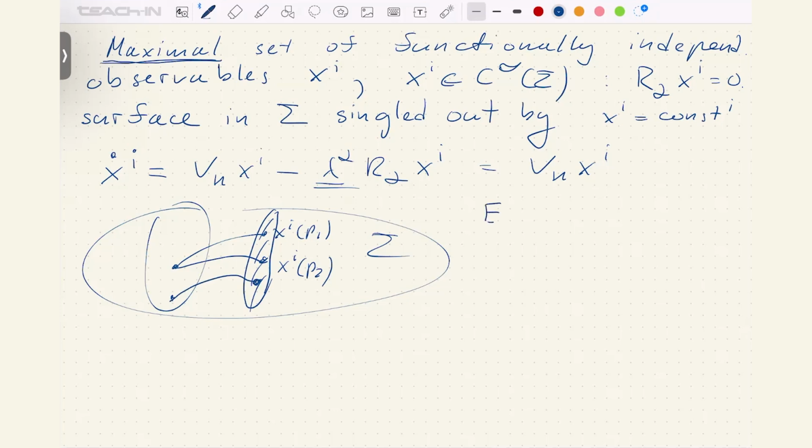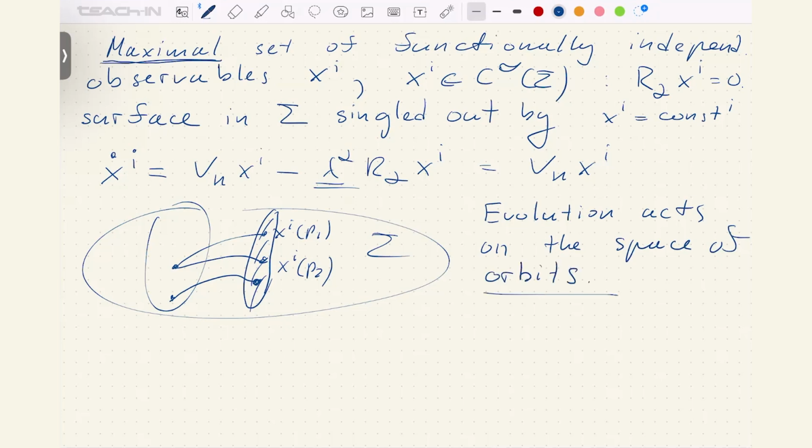So in other words, evolution acts on the space of gauge orbits. And this is a crucial space. This is called the reduced phase space. The reduced phase space, by definition, is the space of gauge orbits.